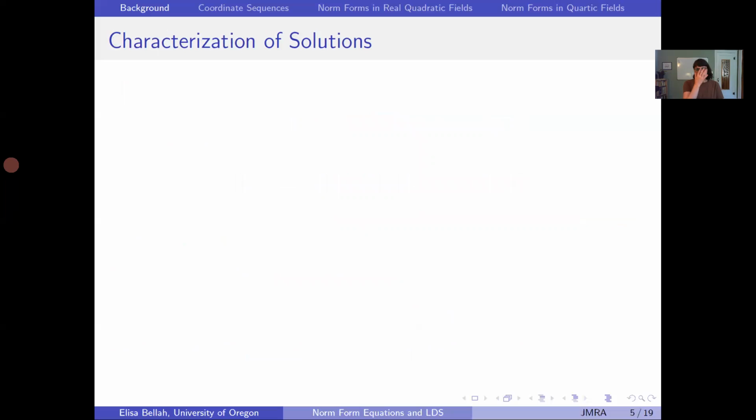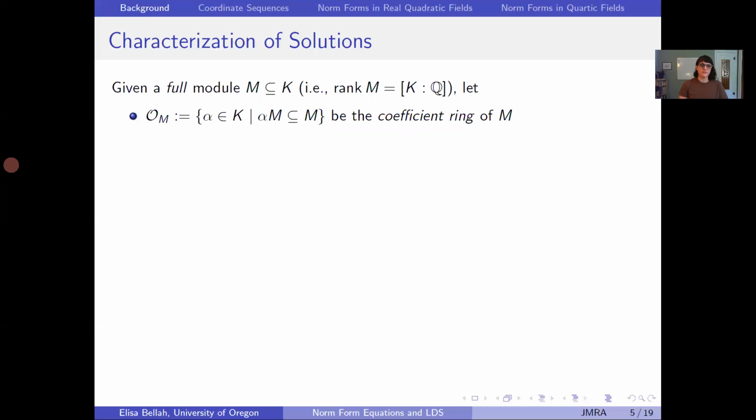Okay, so here's how this characterization goes. I'll talk about the characterization for full modules, meaning that the rank of the module is the degree of the number field. But I'll note that there is a similar characterization in the non-full case. It's a bit more tricky, but this was mostly covered by Schmidt. Given a full module, I'm going to define O sub M to be the coefficient ring of my module. These are the elements in my number field so that when I multiply by anything in my module, I stay in my module.